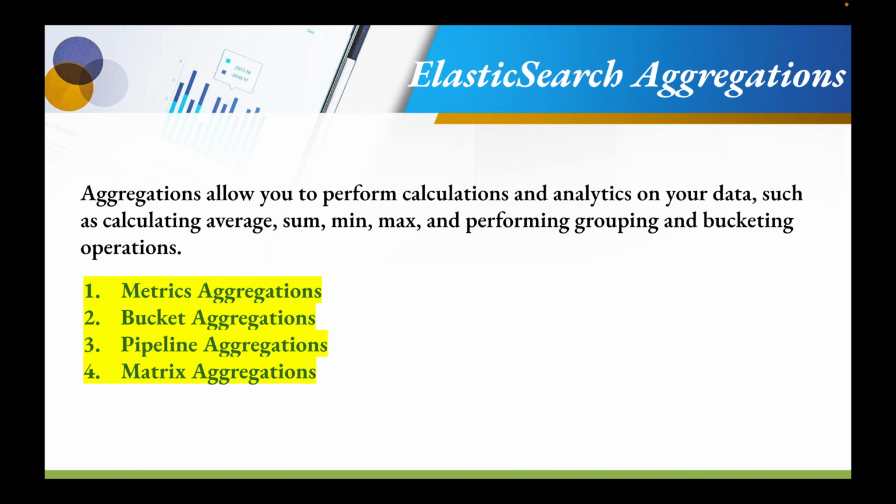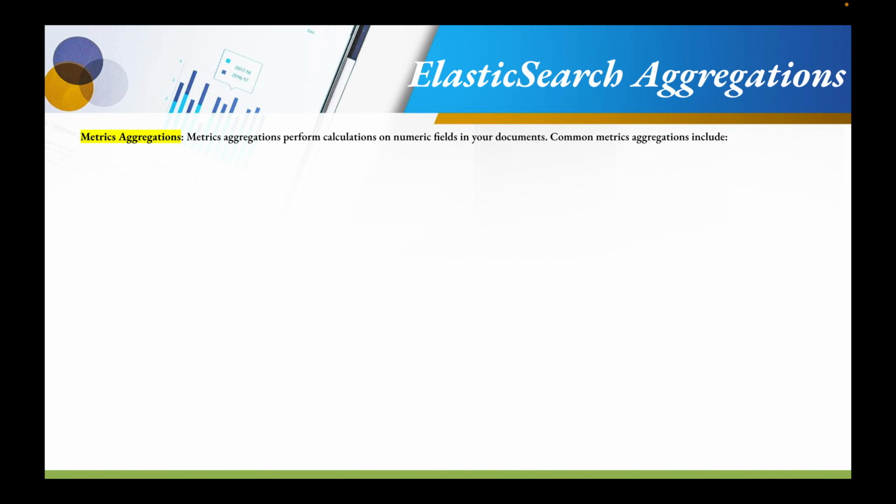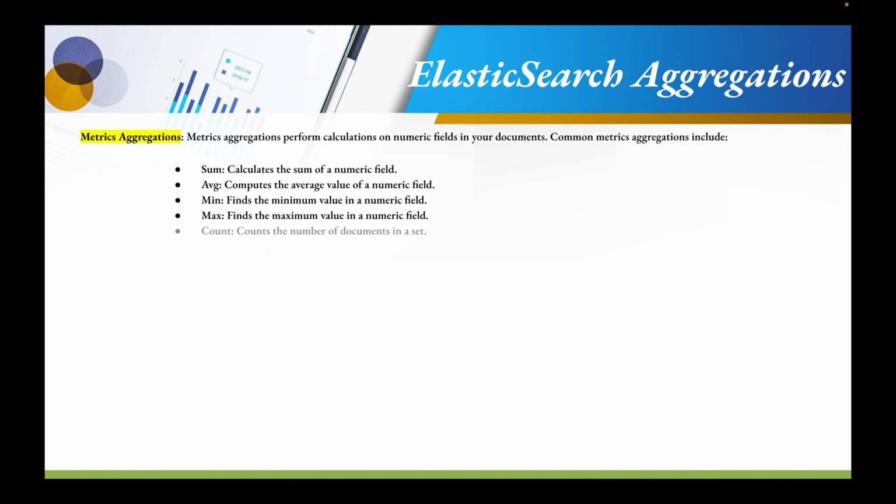We have a couple of aggregations: metric aggregations, bucket aggregations, and pipeline aggregations, and matrix aggregations. Metric aggregations perform calculations on numeric fields in your documents. Common metric aggregations are sum, average, min, max, count. If you want to calculate the sum of a numeric field, or the average value of a numeric field, or find the minimum or maximum value of a numeric field, or count the number of documents in a set, then you can go for these metric aggregations.